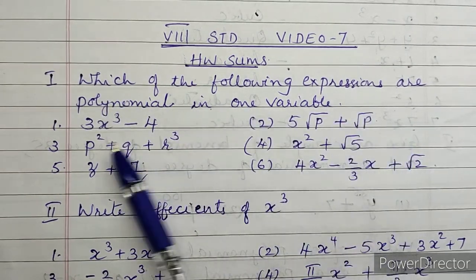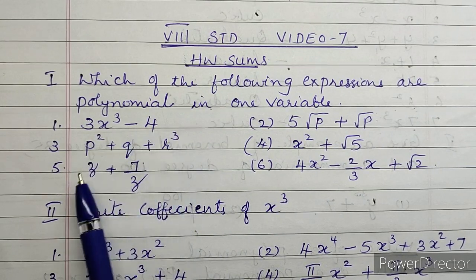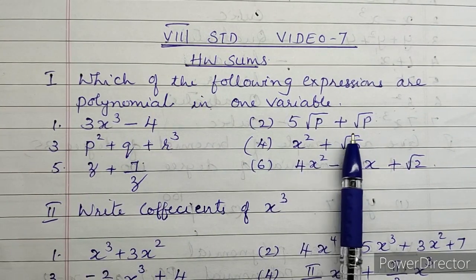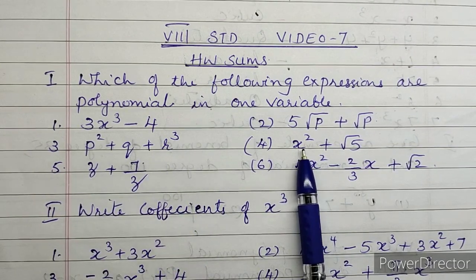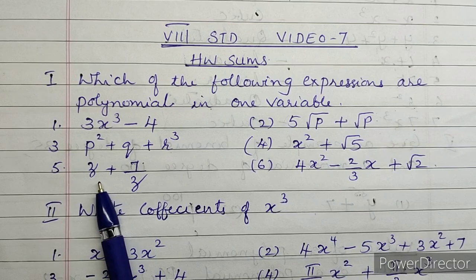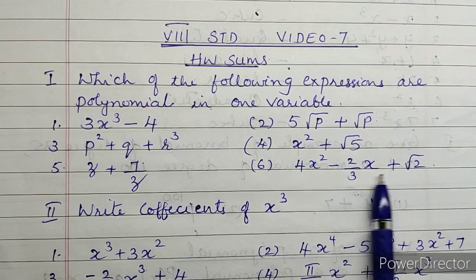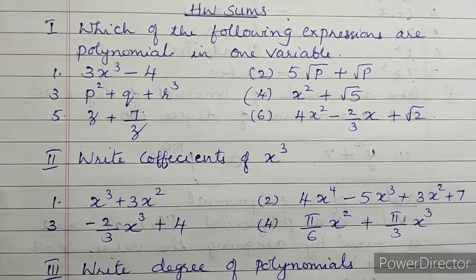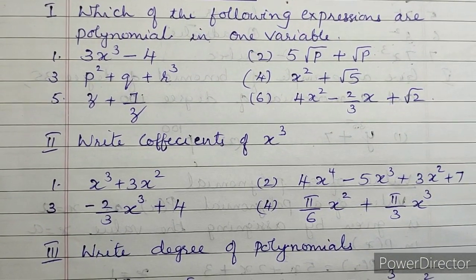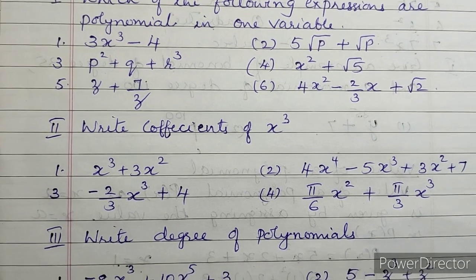Which of the following expressions are polynomial in one variable? First one, 3x cube minus 4, 5 root p plus root p square plus q plus r cube, x square plus root 5, z plus 7 by z, 4x square minus 2 by 3x plus root 2. You have to check whether the exponents are whole numbers and only one variable is present.